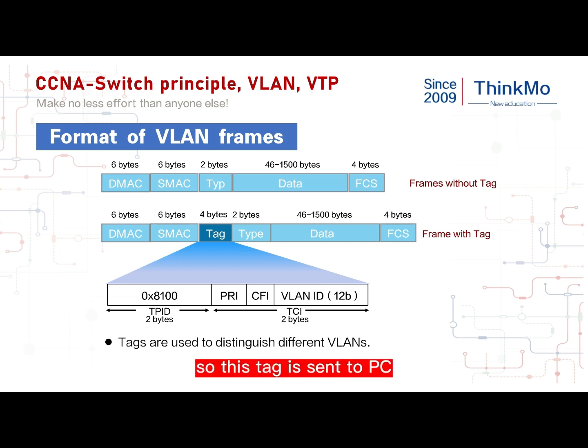So if this tag is sent to the PC, it has no way to recognize it. This packet can only be lost. Therefore, it cannot be sent to the PC with the tag. This thing is only recognized by the switch. I said it before, VLAN is deployed on the switch. Only the switch can recognize it. The router can also recognize it, but you have to do other configuration. Today we will talk about how to configure.